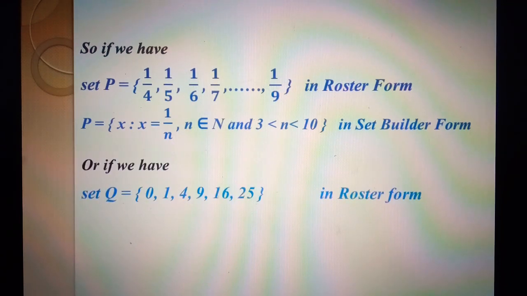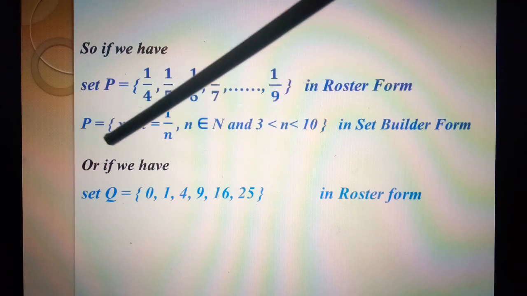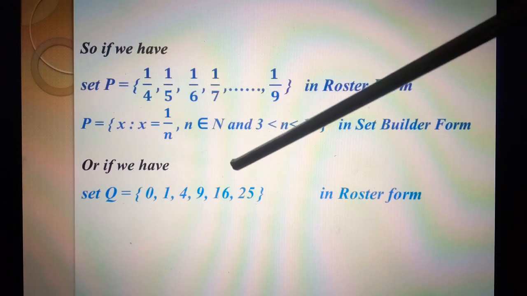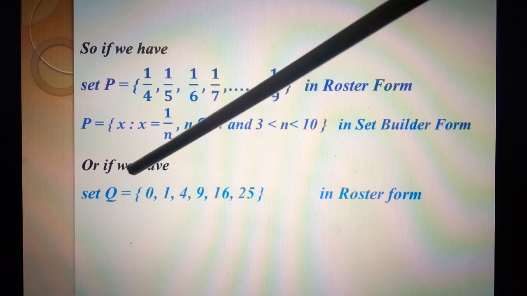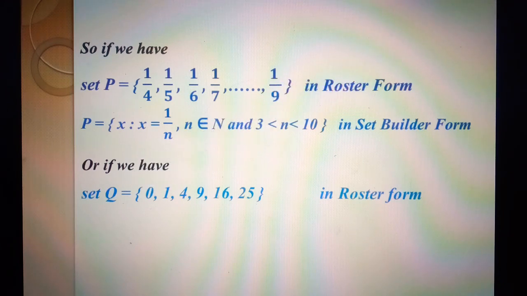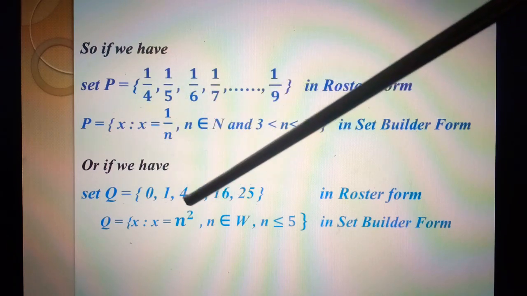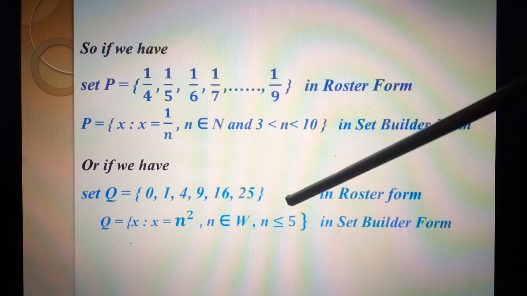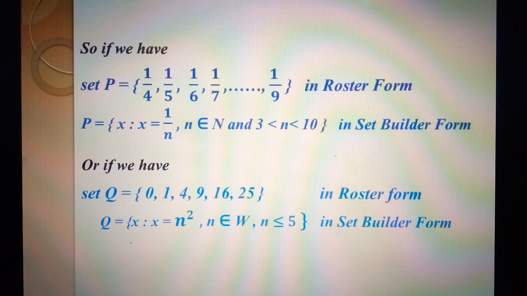Or if we have a set Q which is, say, having elements 0, 1, 4, 9, 16, 25. So first we will have to observe a pattern for these numbers. These are all square numbers: 0 square, 1 square, 2 square. So we know 0, 1, 2, 3, 4, they are whole numbers. So keeping these things in mind, now we can write it in set builder form in this manner. Q is equal to x such that x equals n square, n belongs to whole numbers, and n is less than or equal to 5, because here 5 is included, in the set builder form.